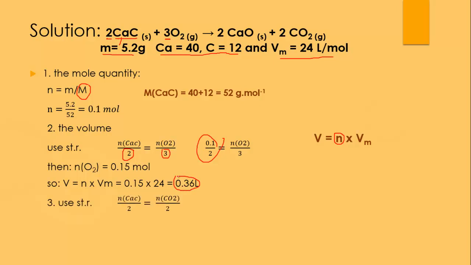The third part is about calculate the volume of carbon dioxide. So similar to part 2, we have nothing about carbon dioxide, no mass, no mole. How to calculate the mole quantity of carbon dioxide? So by using stoichiometric ratio, we eliminate the coefficient 2 here. So mole quantities are equal. So we have 0.1 mole of carbon dioxide. By substituting in this relation, we obtain the volume of carbon dioxide.